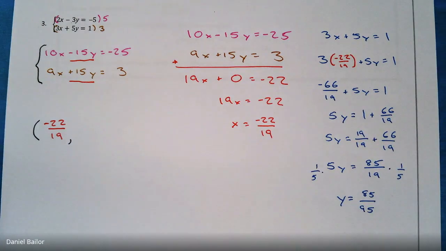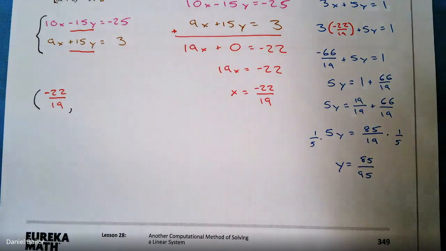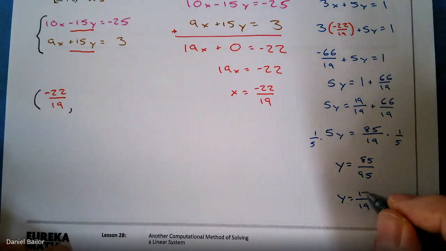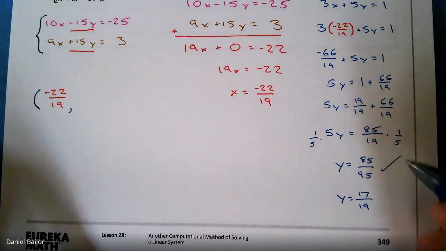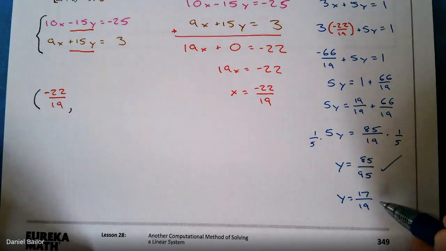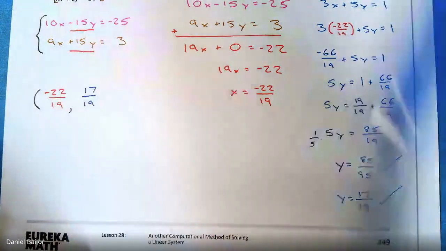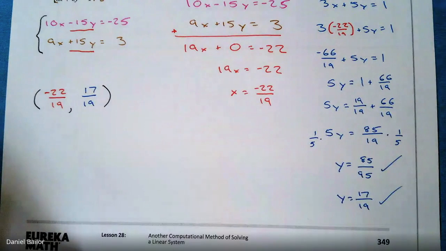which can be simplified. It can be simplified, but if you did not simplify it, that's okay, because you have to divide. It does simplify into 17/19. So if you got 85 over 95, you're still good. That's the right answer. If you got 17 over 19, that's also the right answer. I'm going to write 17 over 19 because that is the simplified answer. But that is our solution, and we found it by eliminating.